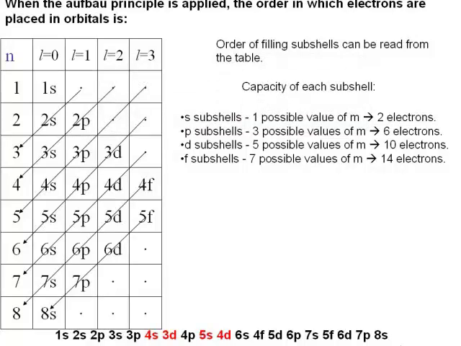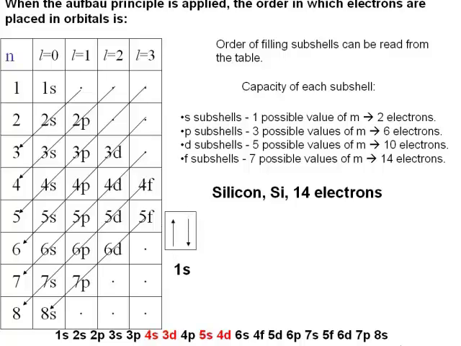Let us take, for example, the silicon atom. Silicon has 14 electrons. According to the Aufbau principle, we first fill the 1s subshell. We know that the 1s subshell only consists of one individual orbital that can hold a maximum of 2 electrons. These 2 electrons will have to be placed with opposite spins according to Pauli's exclusion principle. So one electron must be spin up and the other must be spin down.